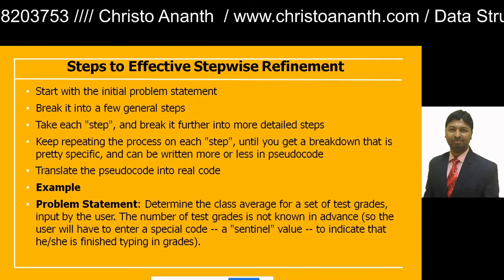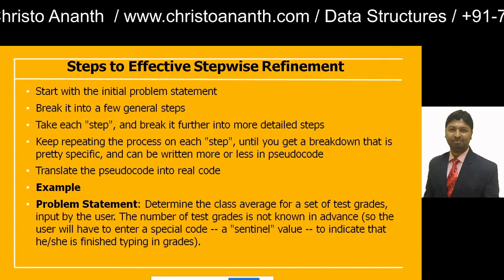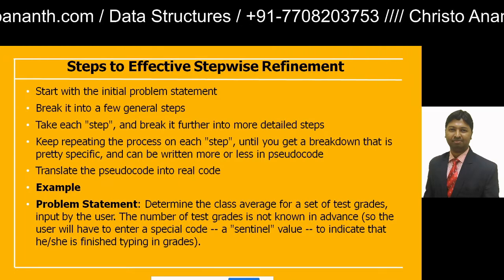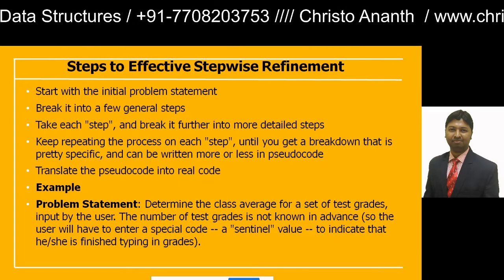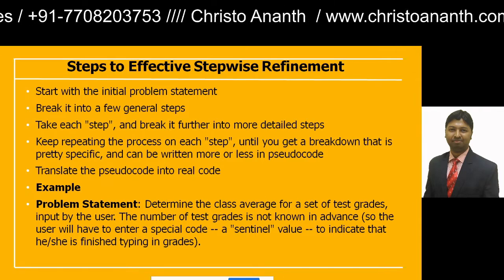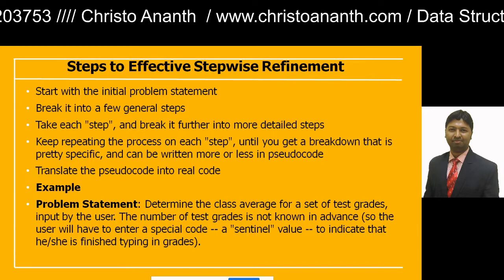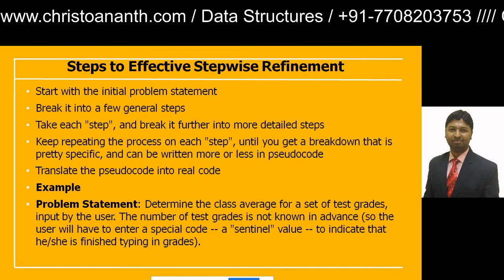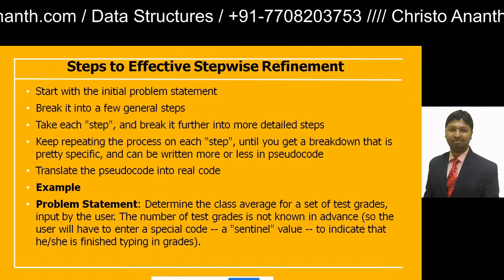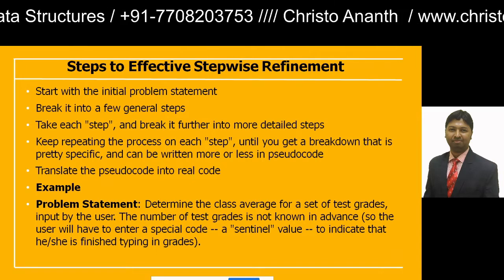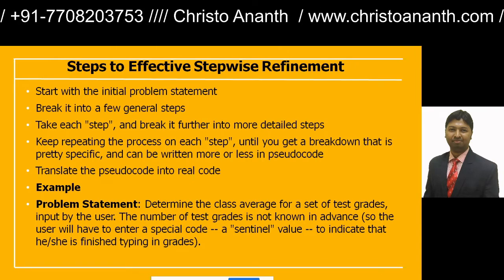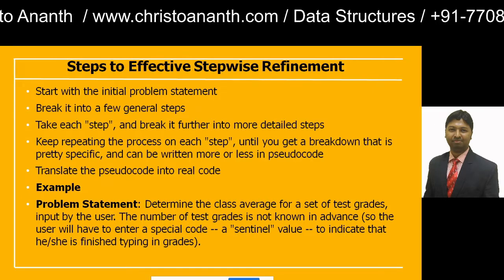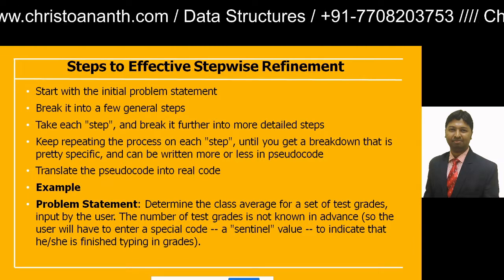Whenever test grades are being calculated, the number of grades is not known in advance, because the user will have to enter a special code called the sentinel value, which indicates that he or she has finished typing in the grades. Only if the user types in the grades will they get the individual grade, the total grade, and the average grade. This is the average grade across all the subjects of that particular student, and also the average grade for the total class.